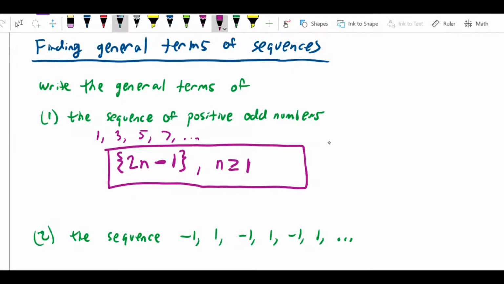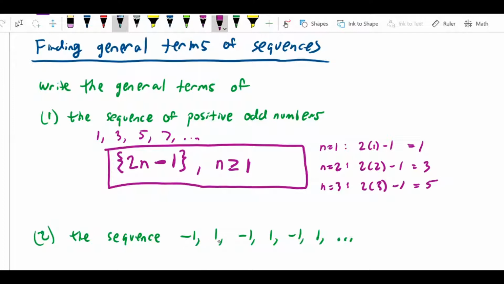And you will see that this actually does work, because if I let n equal 1, then that gives me 2 times 1 minus 1, which is 1. If I let n equal 2, that gives me 2 times 2 minus 1, which is 3. N equals 3 gives me 2 times 3 minus 1, which is 5, etc. So this is a good rule for the sequence of positive odd numbers. All right, let's do the next one.